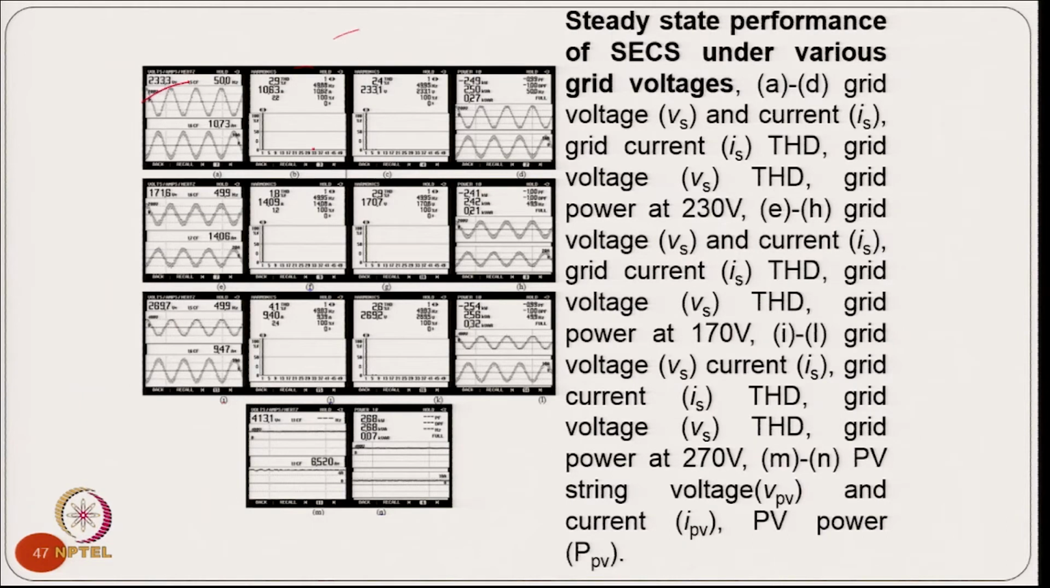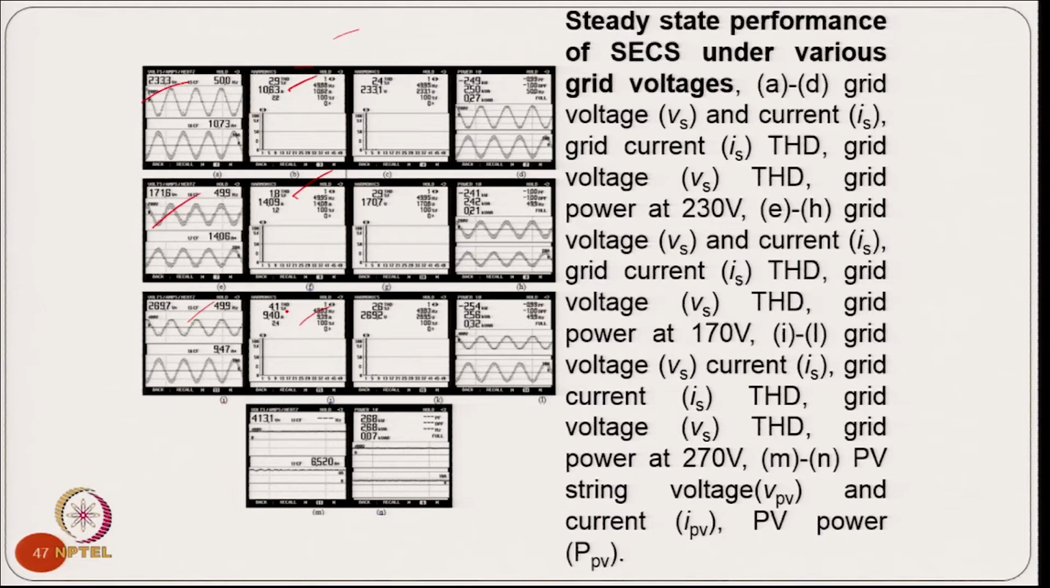You are able to get THD around 2.9% at rated voltage. Even at a reduced voltage of 171 volts you are able to get around 1.8% THD, and when you go even to 270 volts you are able to get a THD of 4.1% or so. Why does it increase a little bit?